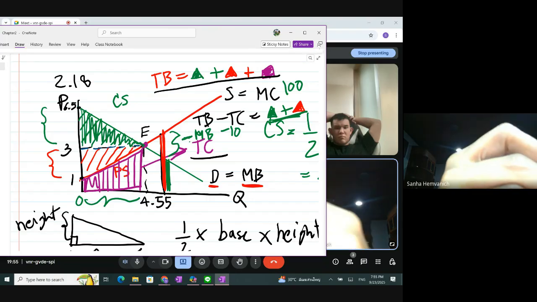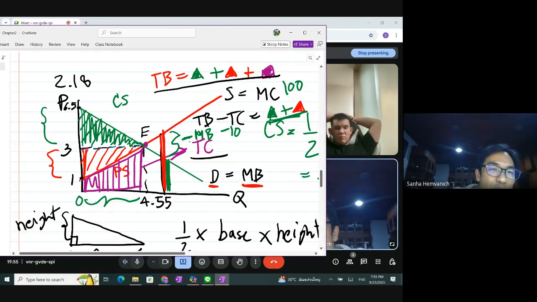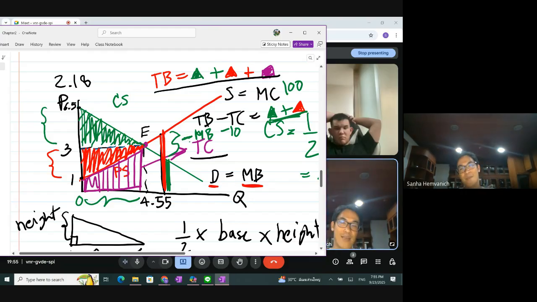The producer benefit as well. You can see that it starts off very big, and then it goes smaller, smaller, smaller, and eventually it equals the marginal cost. So that's the best you can do. So that's why you stop there, and that is how you maximize.